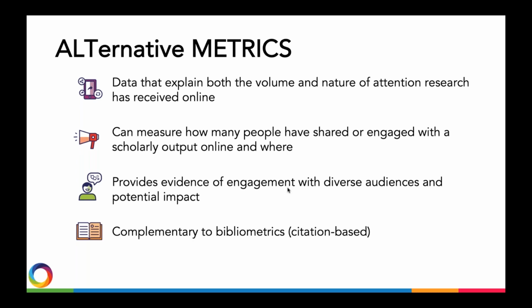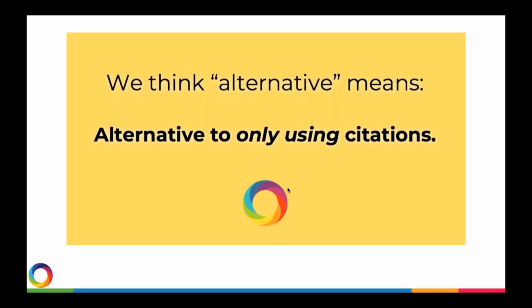And then we can also measure how many people research has been shared with or engaged with online, and where it's happened and when it's happened. Altmetrics can also provide some kind of engagement, or at least a value, to the outputs regarding these diverse audiences. And they're also complementary to bibliometrics, so your traditional metrics, which are mainly citation-based. Therefore, we think alternative in this sense is alternative to only using citations.